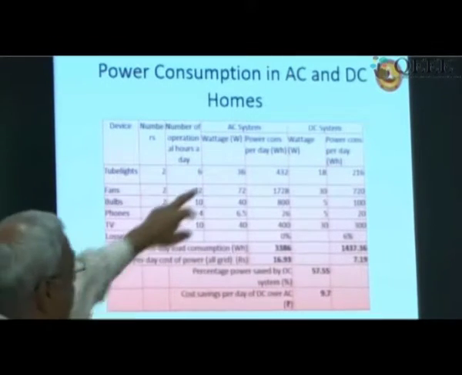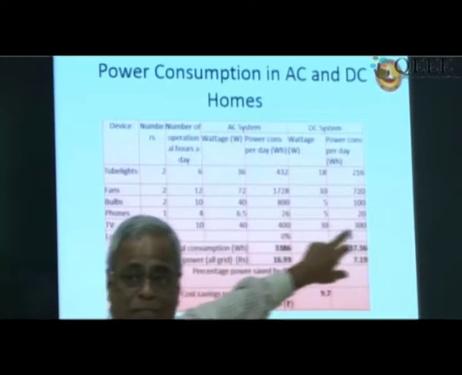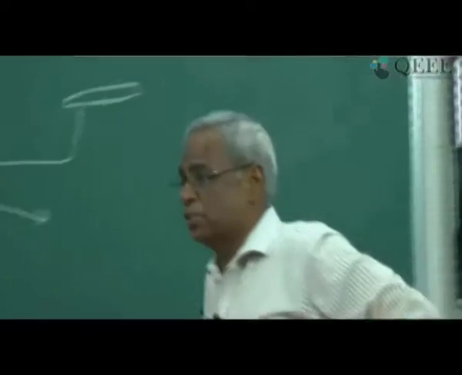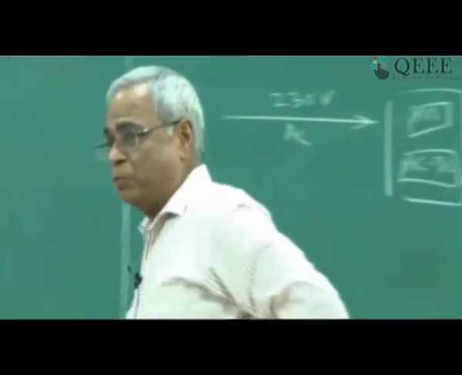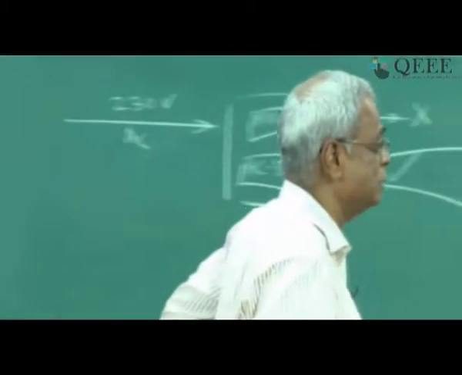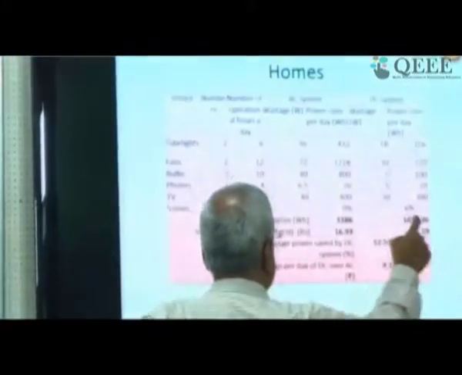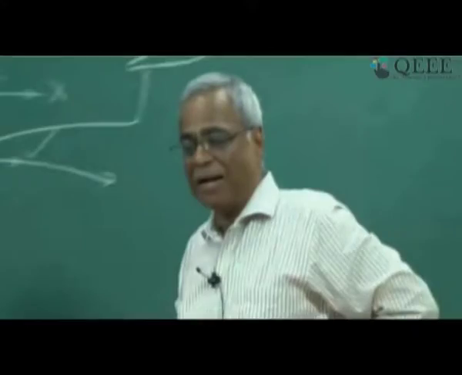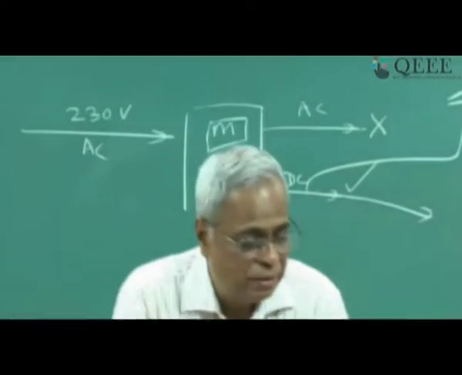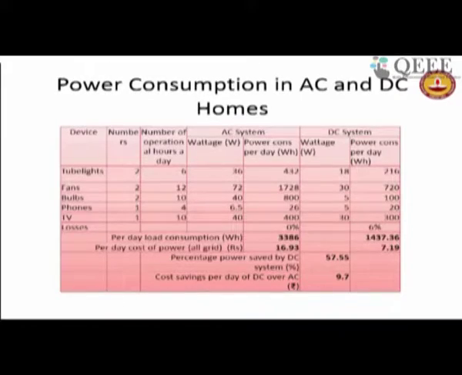Plus there are losses of 0% here and 36% here. Taken losses into account. I don't know whether I took the losses calculation or not, but the power consumption with losses is coming to 3386 and 1437. So in fact, if you take the cost of the mains with losses with 0 load shedding, it is 16 rupees 93 paise per day as opposed to 7 rupees 19 paise in the DC system. So more than 50% saving, almost 55-56% saving.